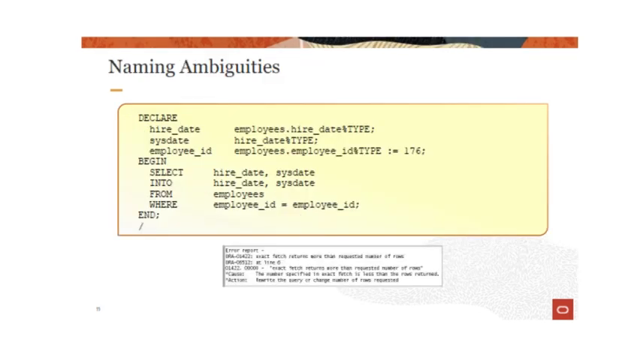In potentially ambiguous SQL statements, the names of database columns take precedence over the names of local variables. The example shown in the slide is defined as follows. Retrieve the hire date and today's date from the employees table for employee_id 176. This example raises an unhandled runtime exception because, in the where clause, the PL/SQL variable names are the same as the database column names in the employees table.